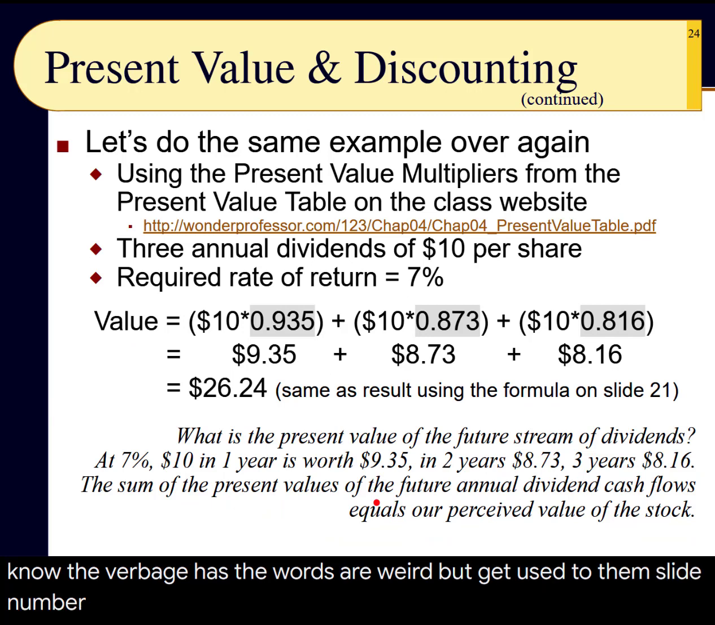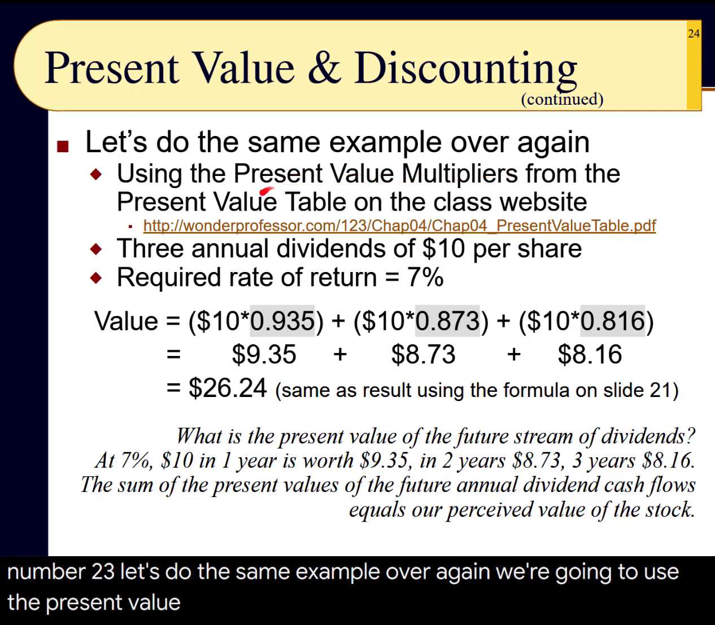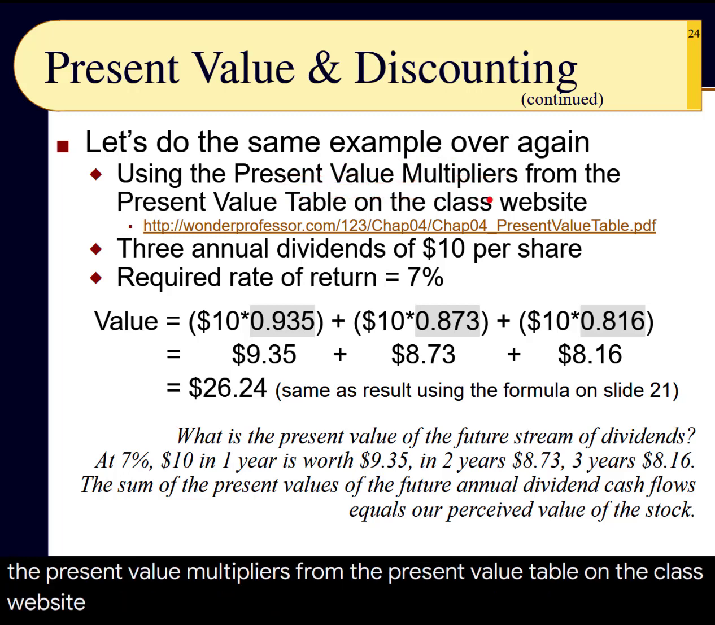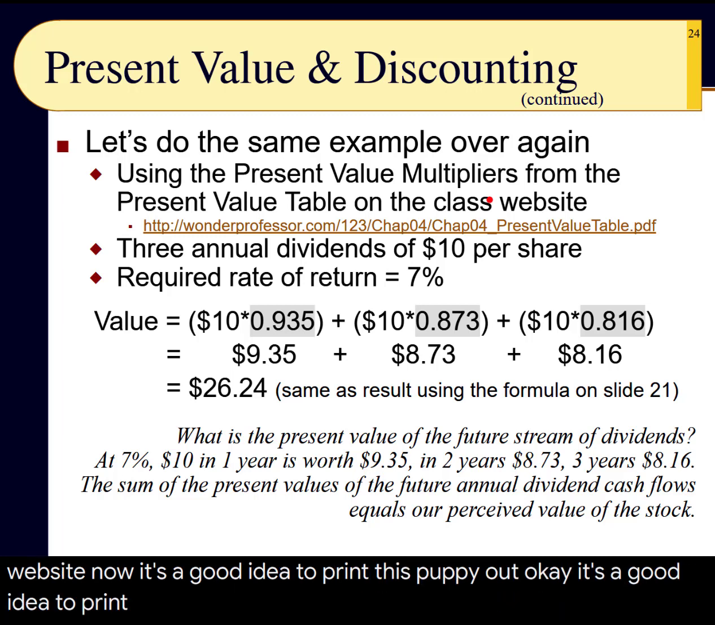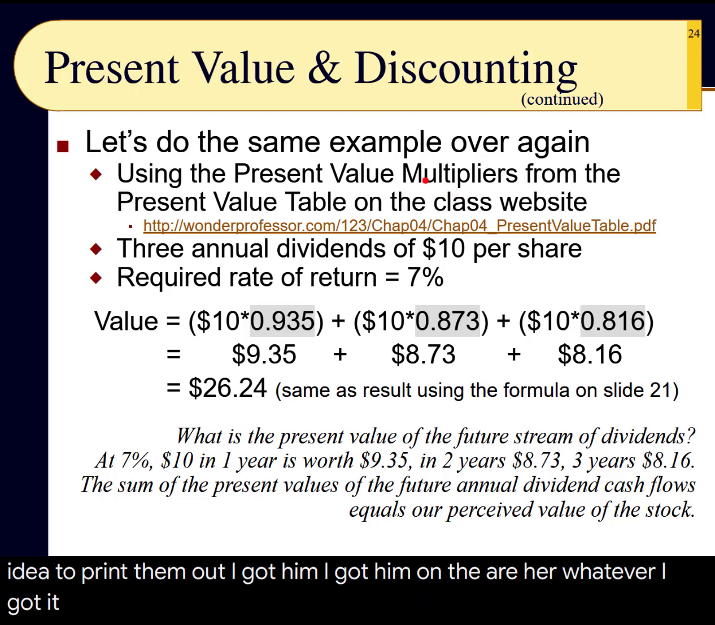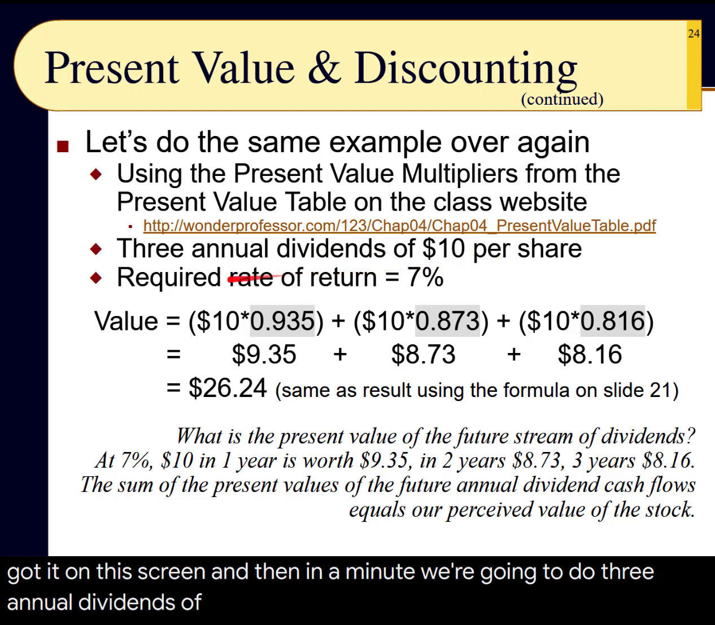Slide number 23. Let's do the same example over again. We're going to use the present value multipliers from the present value table on the class website. It's a good idea to print this out. We're going to do 3 annual dividends of $10 per share. Again, the required rate of return, the discount rate, is 7%.